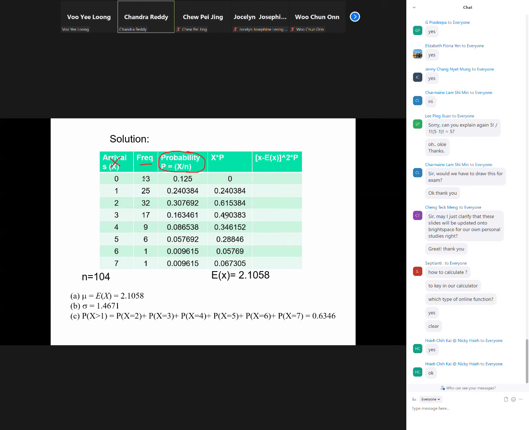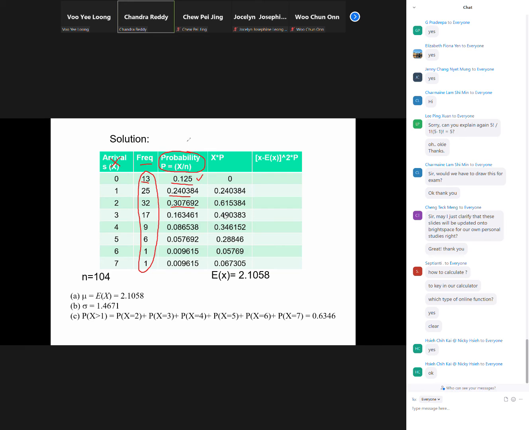So how to get the probability? The total number is 104 weeks. If you divide the 13 by 104, you will get the probability of zero approvals. So the probability of zero approvals is 0.125, that is 13 over 104. Then the probability of one approval is 25 over 104. Then the probability of two approvals is 32 over 104.